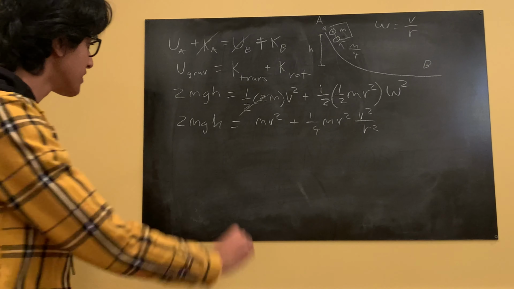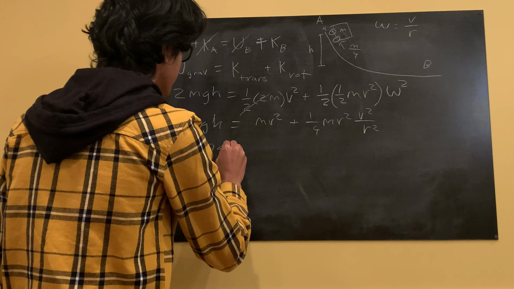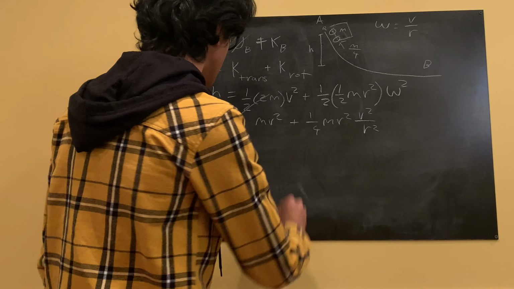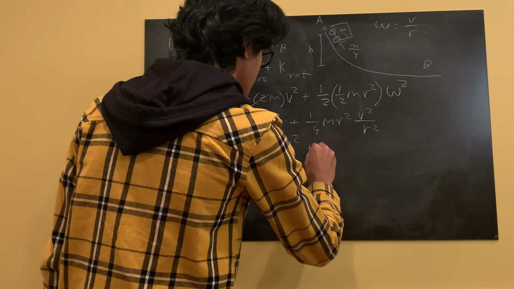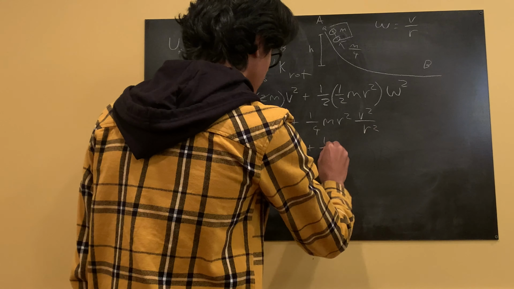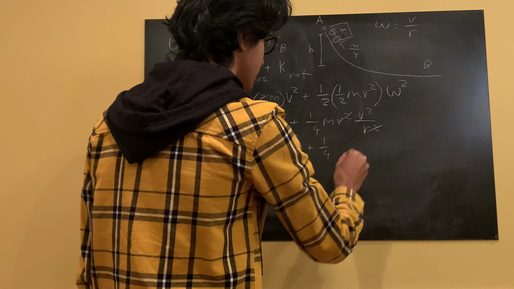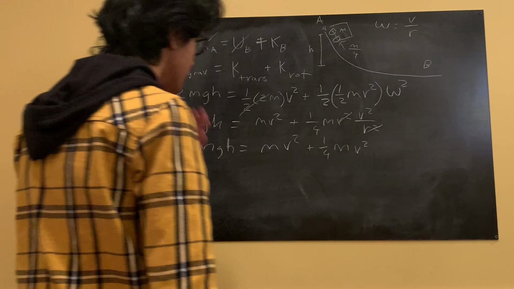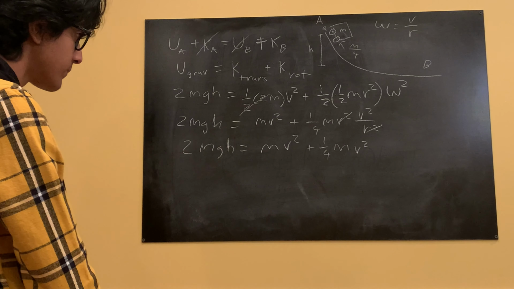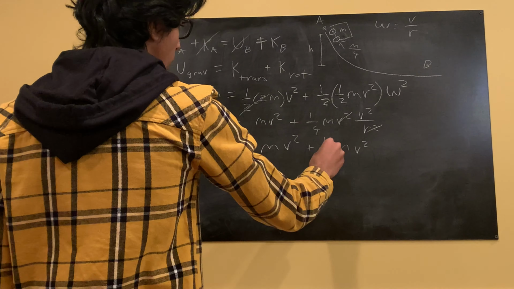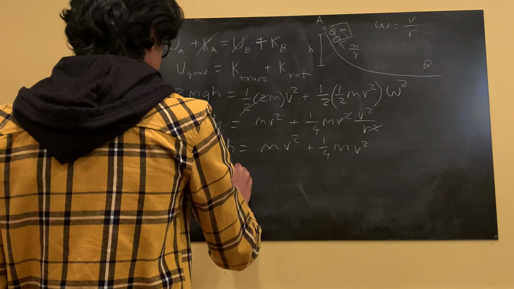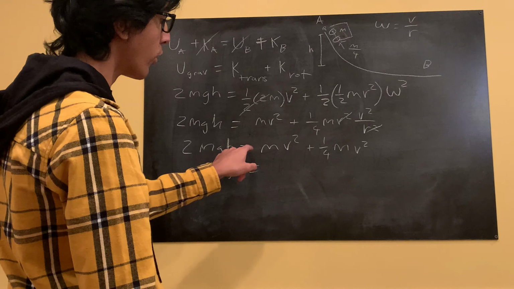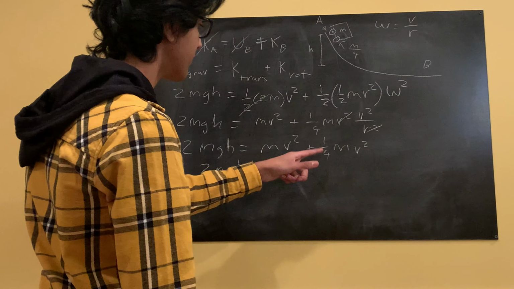Let's do some more simplifying. Oh man, I love variables. All right. Let's keep this mv squared plus 1 over 4. Cancel out the two r squareds. We get 1 over 4 mv squared. So now we have mv squared and 1/4 mv squared. So we can go 2mgh is equal to, this is basically like a 4 over 4 mv squared. So adding them, we get 5 over 4 mv squared.